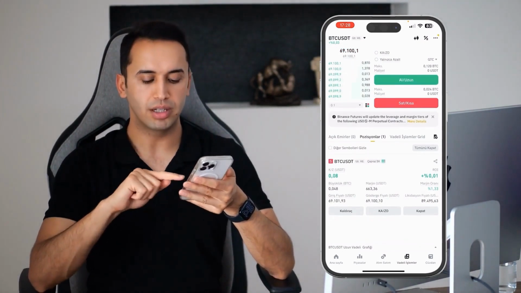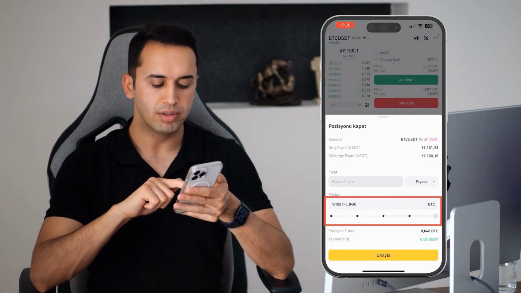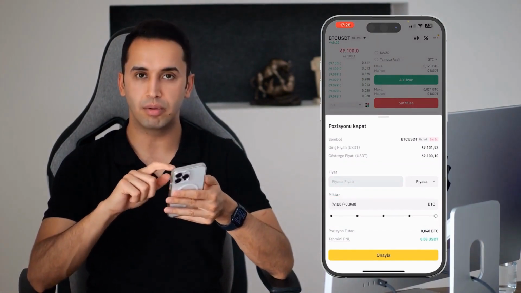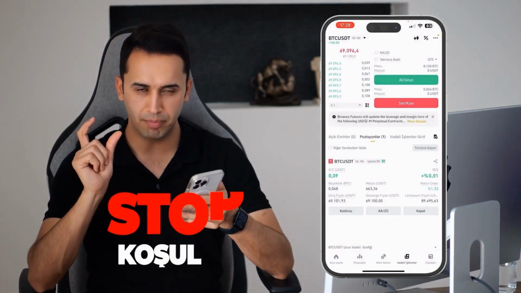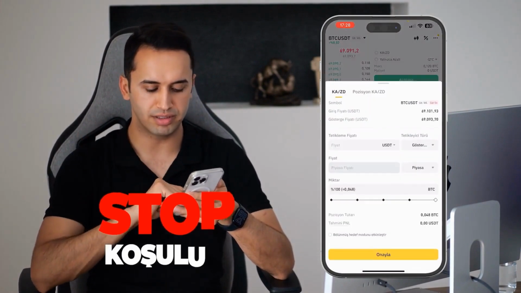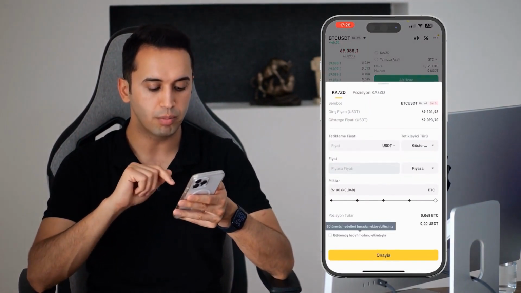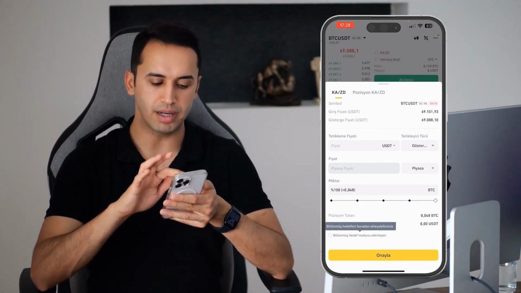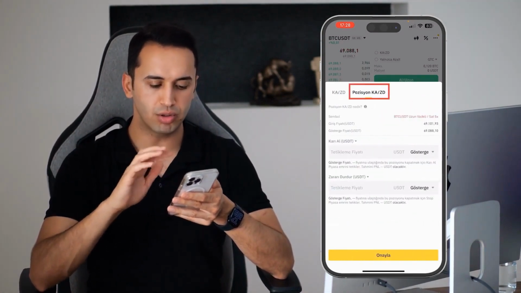For example, look, there's a close option on the right. I can click on close and directly close my position at the current level. But I am setting some conditions. Stop. I am setting the condition. We call this a stop. I clicked on take profit and stop loss. Now let me show you the step-by-step part here. The same logic applies. Now let me show you from your position.